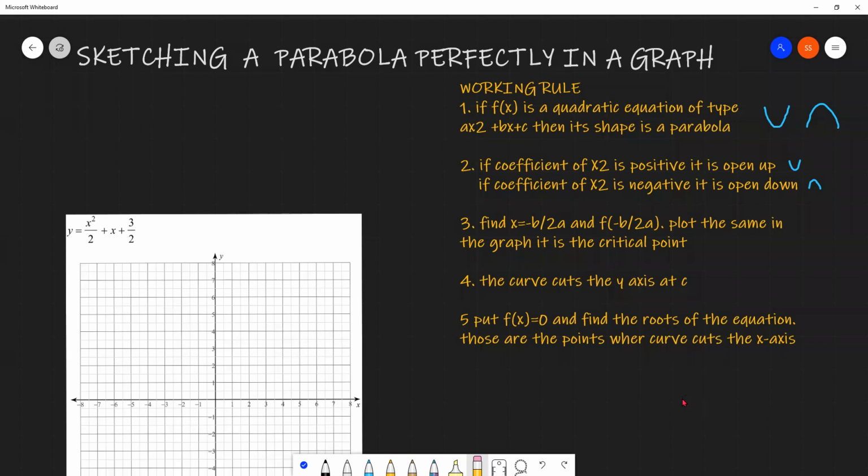In this video, I am going to teach you how to sketch a parabola perfectly in a graph. So let us understand some key points about parabola and how to sketch a parabola in a graph.